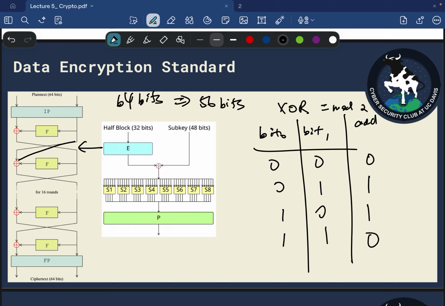All right. There's a question. Yes? Can we explain what the S boxes are? Yes, I'm going to talk about what these S boxes are. They're called the substitution boxes. They literally just take random bits.